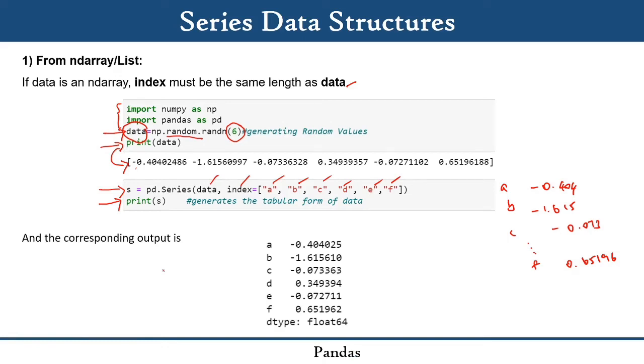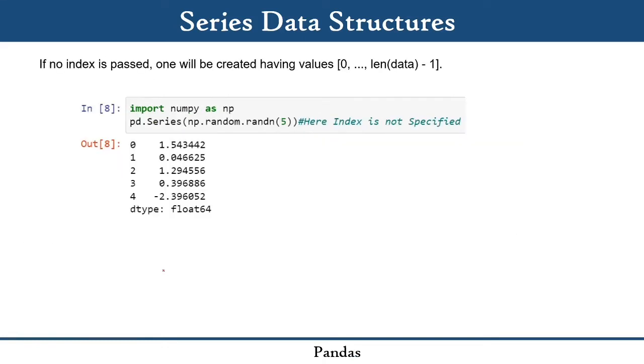And now let's move forward to discuss a situation. If no index is passed, one will be created having values 0, 1, 2, 3 up to length of data minus 1. So let us consider while creating series data, I am not going to pass index as a parameter in the Series. In this case, let's see how data will be created with the corresponding label. The interpreter itself will generate the indexing like 0, 1, 2, 3, 4. So how are we getting these values as a label? Here you see, I am giving a random value of 5.